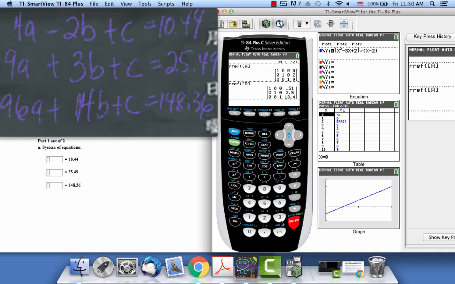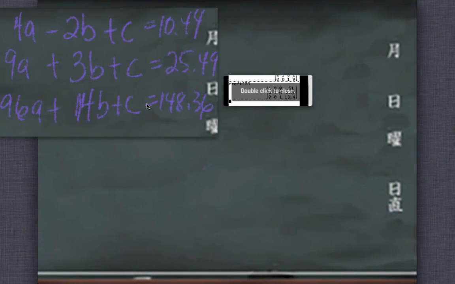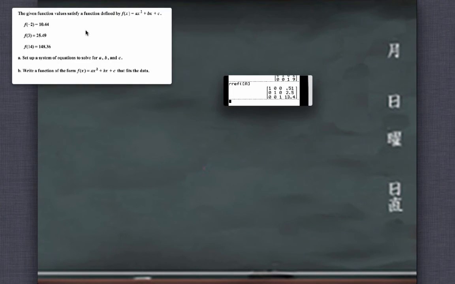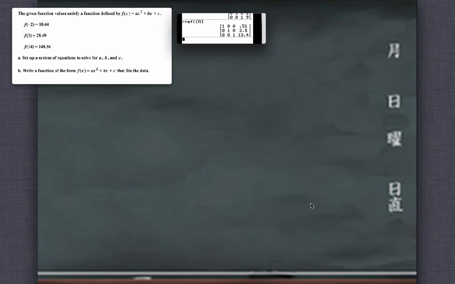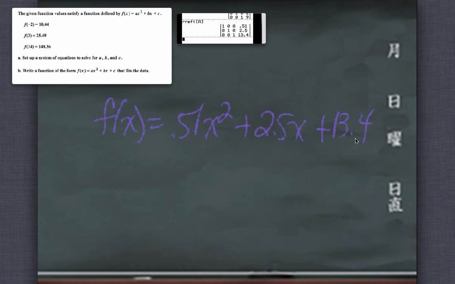So we have that A is 0.51, B is 2.5, and C is 13.4. So if we were writing this then as a quadratic, we would say, okay, then f of x equals 0.51x squared plus 2.5x plus 13.4, and that is that.